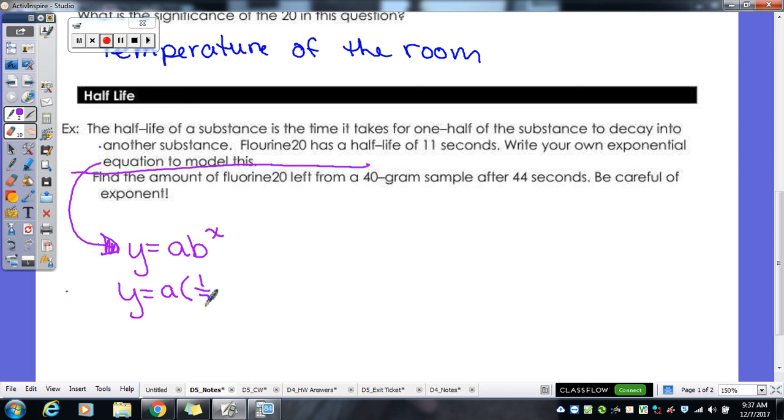B, since it's half-life, would be 1/2. And then to get your exponent, it's whatever they give you divided by 11, because it takes 11 seconds for it to break down. So you would divide it by 11 to figure out how many times it broke down in the problem. So this is our general formula we would use.